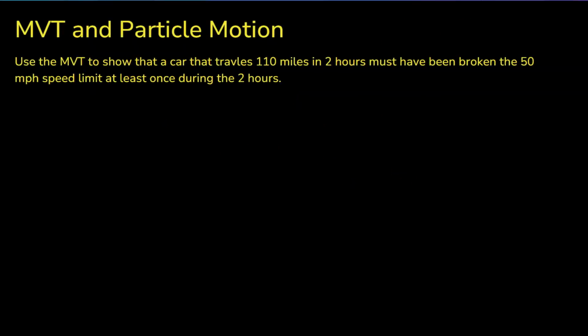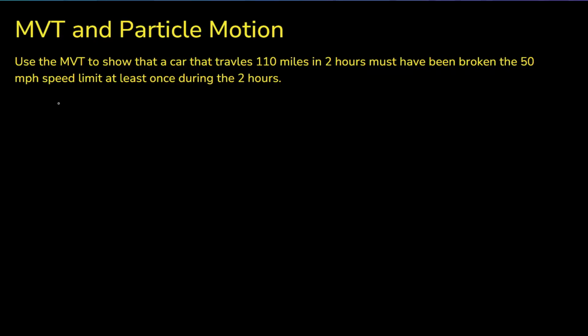Here's kind of a classic application of the mean value theorem with particle motion. Use the mean value theorem to show that a car that travels 110 miles in 2 hours must have broken the 50-mile-an-hour speed limit at least once during the 2 hours.